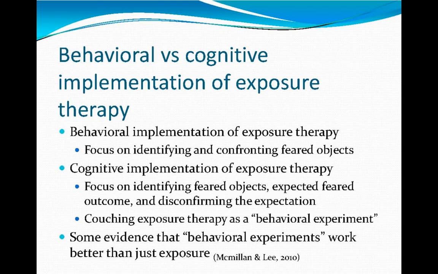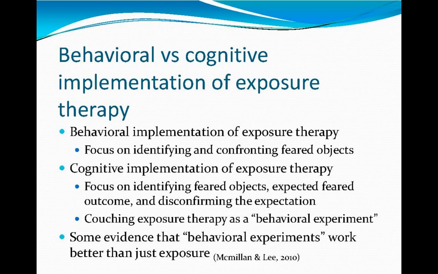Another way that you can do exposure therapy is to couch it as what's called a behavioral experiment. What that means is not only do you identify what the feared objects are, but you also identify why the individual is afraid of those. So you would identify what the expected bad outcomes are. Okay, if you're around a dog, what do you think would happen? Oh, you think that the dog would bite you. What else do you think would happen? The dog would bite you, and you'd be very anxious, and you wouldn't be able to calm down. So you elicit all of those expectations, and then you couch the exposure therapy as an experiment to test all of those predictions.